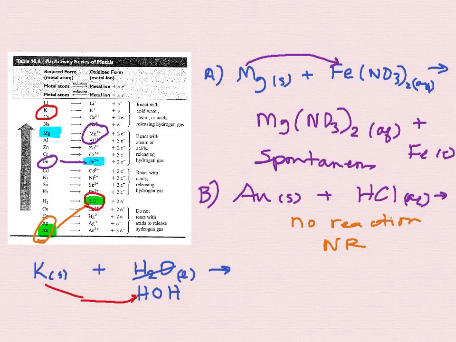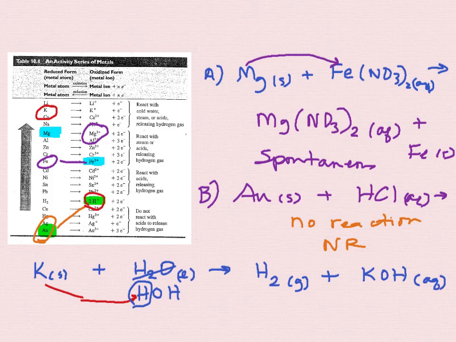When the reaction proceeds, what you're going to get is the hydrogen getting removed, coming out as H2 gas, stable as a diatomic, and the potassium going with the hydroxide, KOH, and that, of course, all group 1s are soluble, so it's aqueous.